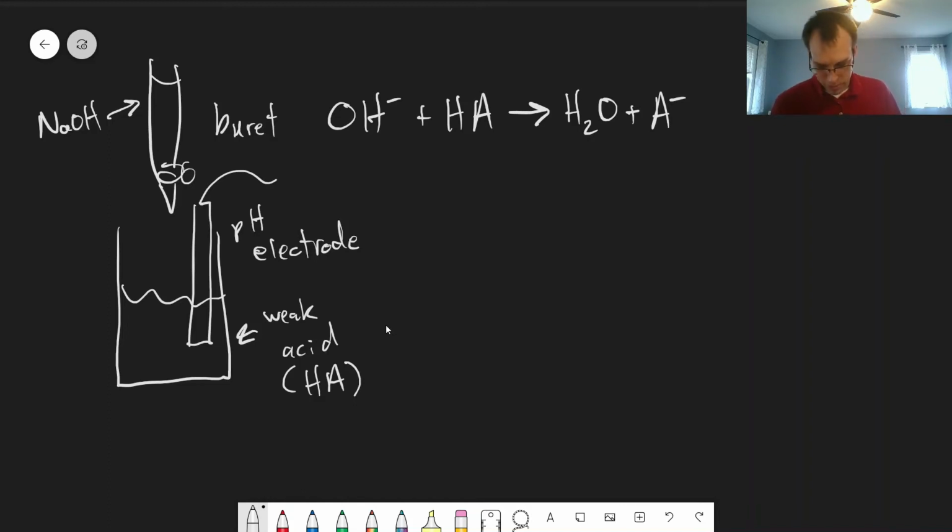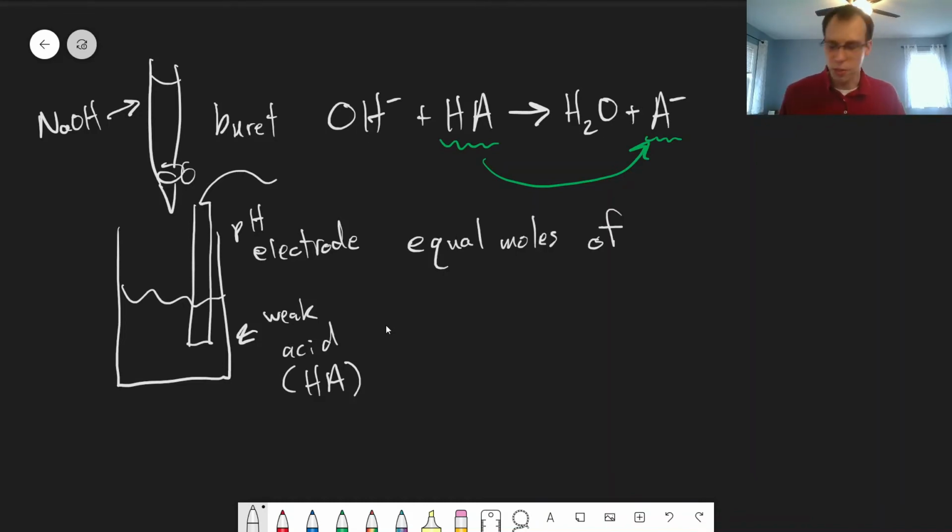And so what's happening as we add hydroxide is our HA, our weak acid in solution, is being converted into A-. Now there's a special point, and usually what we're interested in a titration is the point at which we have equal moles, or I should say equal stoichiometric ratio. In this case, it is a 1-to-1 reaction, but sometimes you can have a different stoichiometry. But in this case, it's equal moles of OH- and HA. And that's what we call the equivalence point.